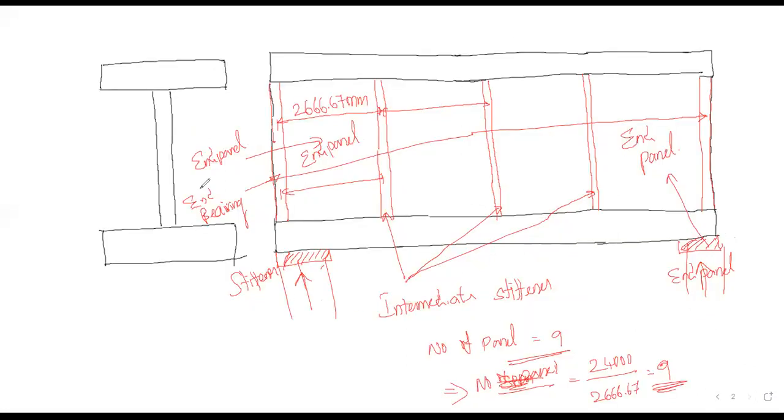Now we should move on to the design of end bearing stiffeners, that is this one, and the design of intermediate stiffeners. We are going to check whether they are safe against shear, bending moment and buckling forces right now. So let us move on to the further designs. That is step 6.